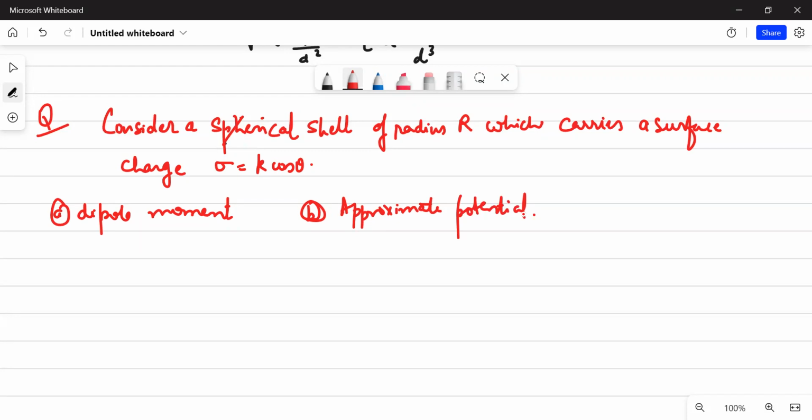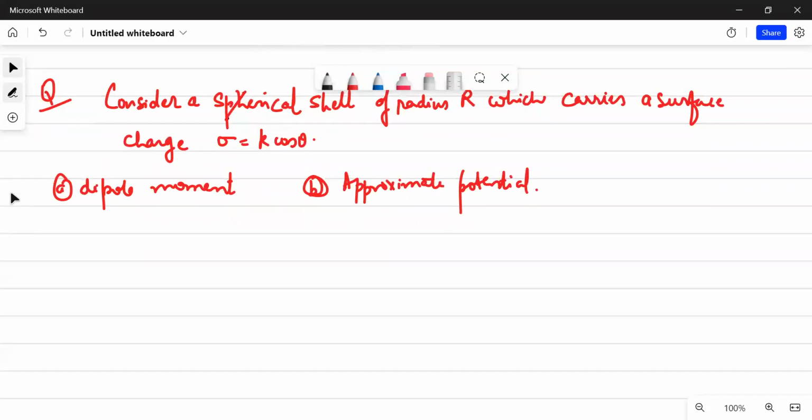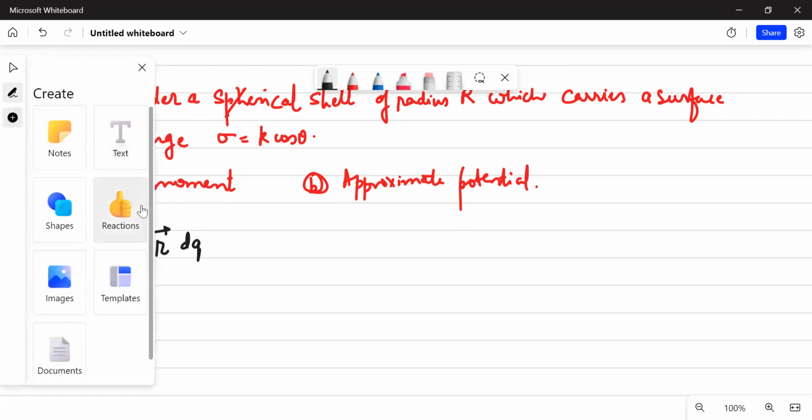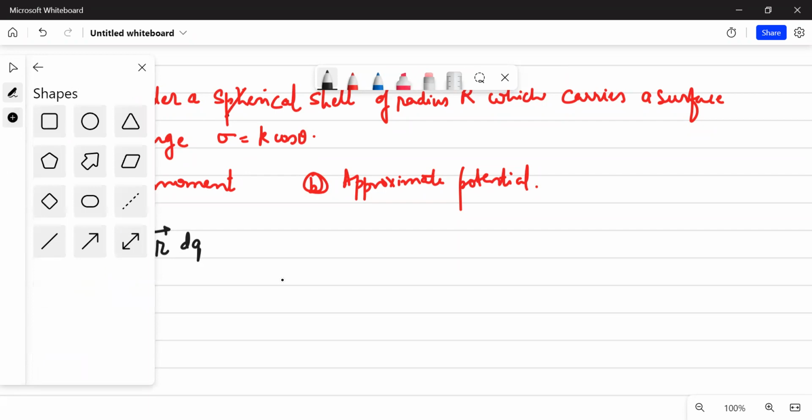Okay. So how to go about it? Okay. So if you want to find this, what I've told you in the very first slide, if you want to find the dipole moment, what do we have to find? Integral r vector dq. So I'll write integral r vector dq. This is how you find your dipole, isn't it? And let me visualize this a bit once. So let's visualize it.